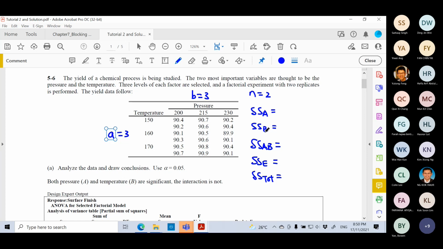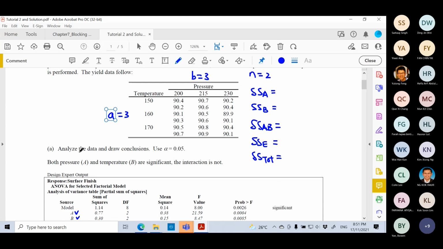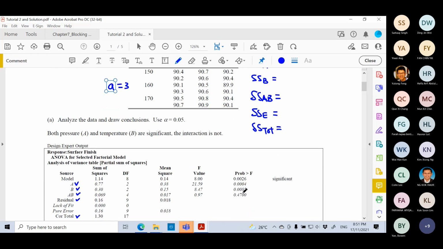So for the first question, we'll be doing the analysis and then draw the conclusion. Based on the result here, we can observe that the AB interaction is not important. The AD is not important here. The AB iteration is not important, where factor A and factor B are significant.